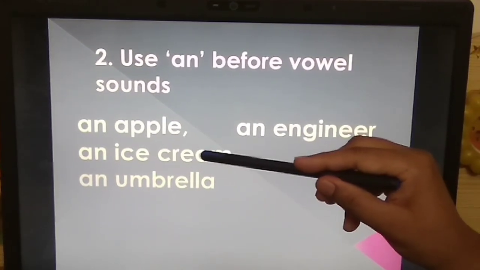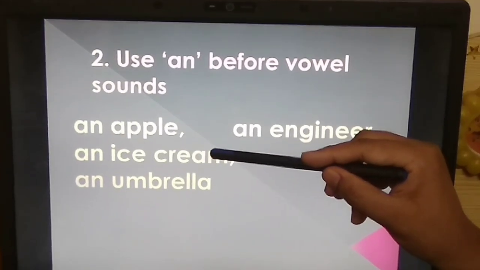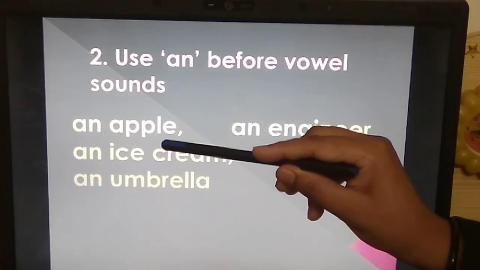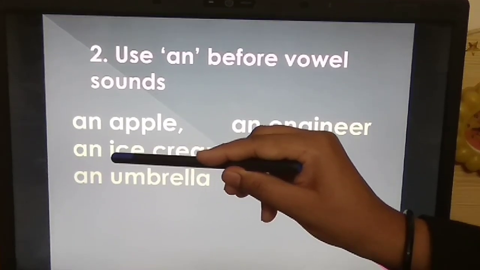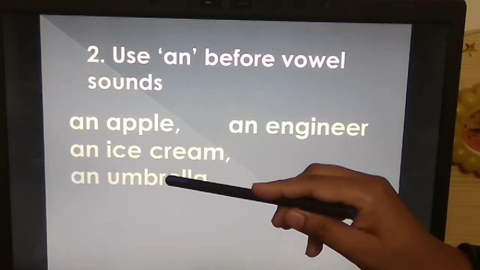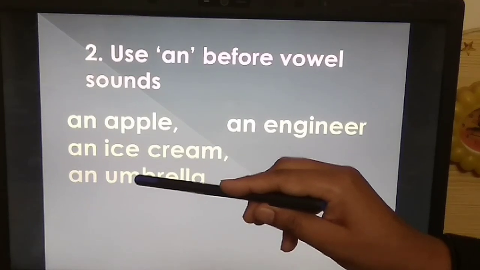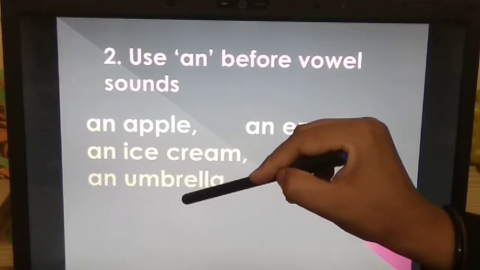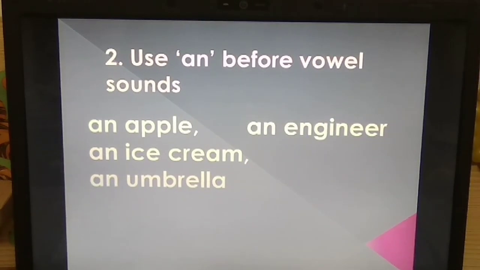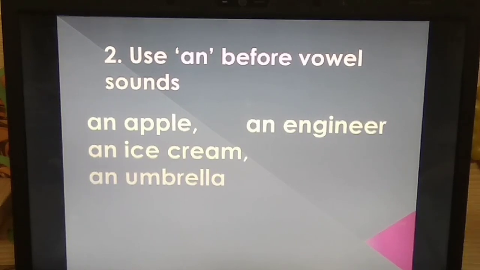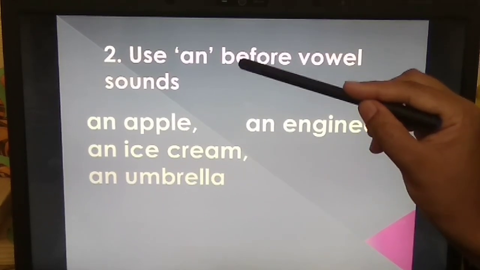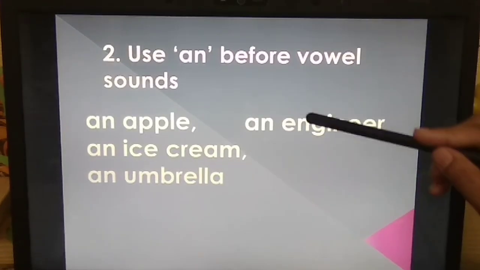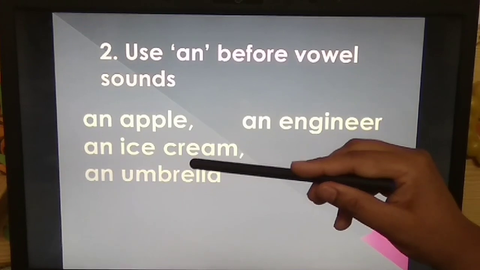Do you love to eat ice cream? Yes, everybody does. Everybody loves to eat ice cream. And ice cream starts with the letter I, and I is a vowel. So what are we going to place? An before it. Umbrella. It is starting with U and sounding as A. So what are we going to place here? An. An umbrella. So you have understood? Let us revise again. Revise with me together. We are going to use "an" before vowel sounds. Examples are an apple, an engineer, an ice cream, an umbrella.